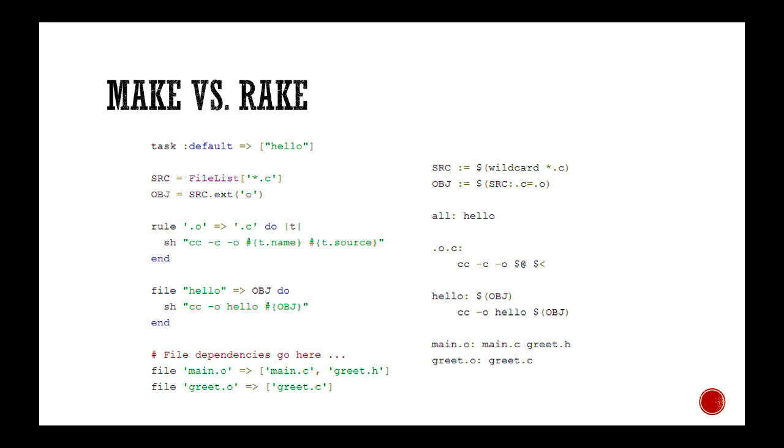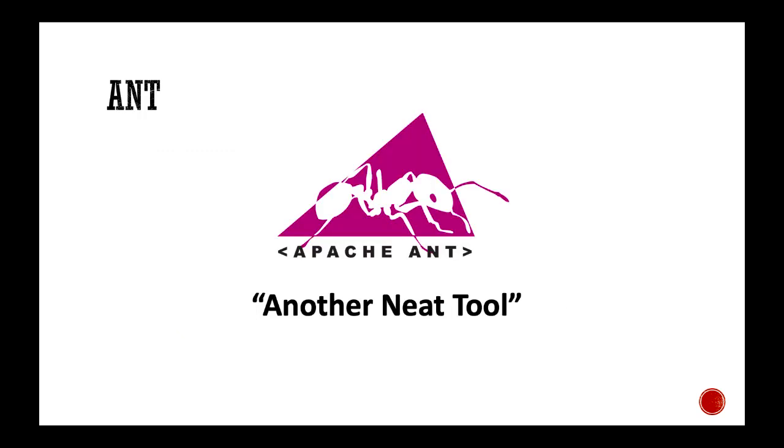Whatever build tool you have, whatever build scripts, whatever Makefiles, they need to be integrated within your code. They need to be put in directories and version controlled and all that kind of stuff because you'll update them just like real code. Now, your book talks about a tool called Ant, which is another neat tool.